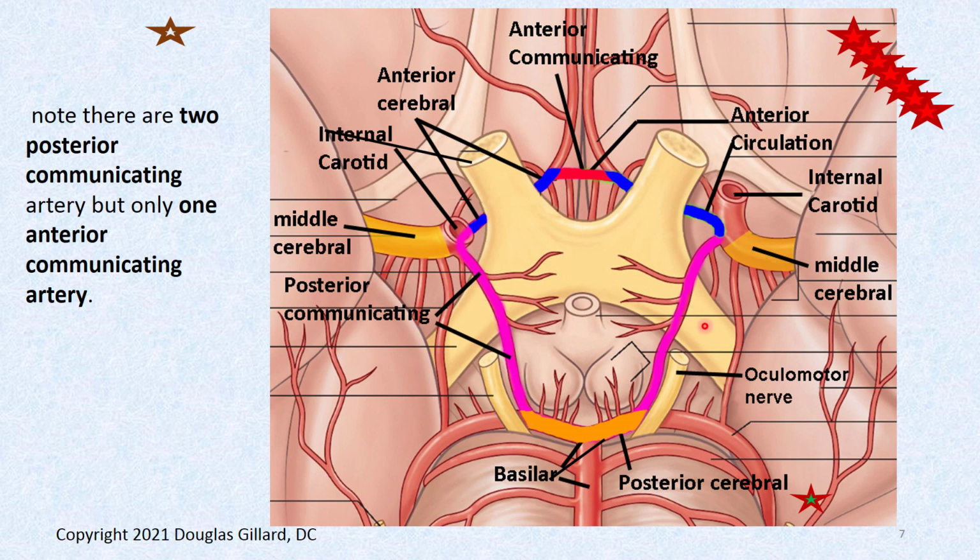And this drawing is a perfect cartoon. In reality, one of these sides is going to be bigger. There's always a dominant system, a right system, or a left system. So one's going to be dominant over the other.